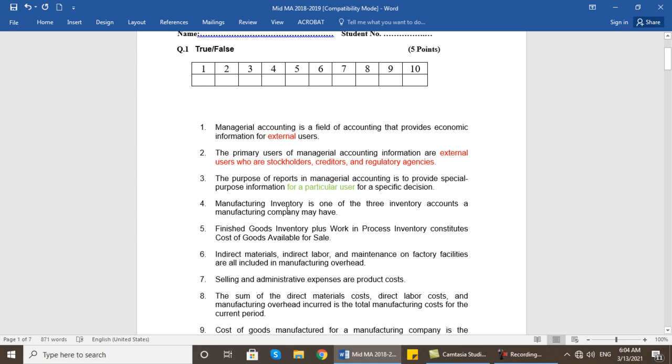Number 4, manufacturing inventory is one of the 3 inventory accounts a manufacturing company may have. It's false. Number 4, false.